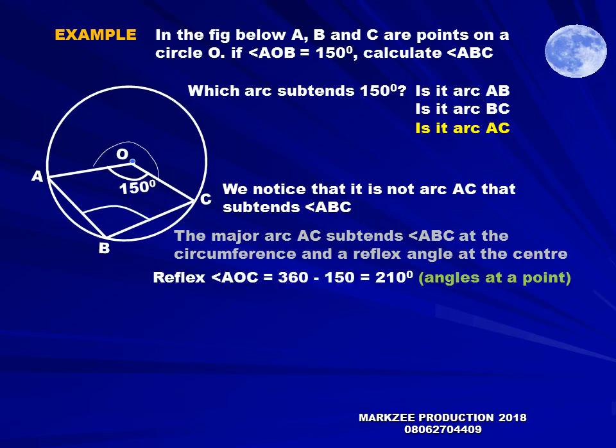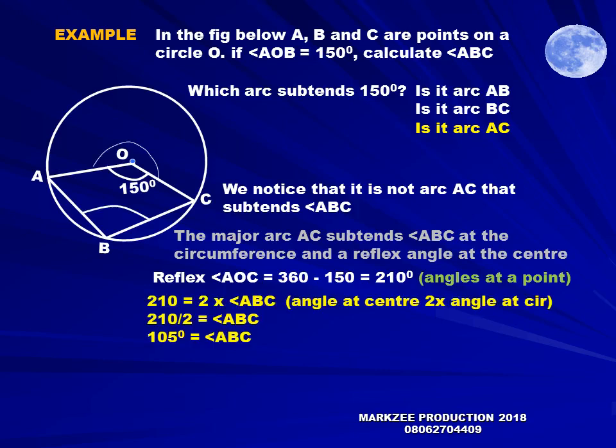Now we use angles at a point to find reflex AOC. I have called it reflex because there are 2 angles there. I cannot just say AOC. Remember, AOC is also 150. So if I say AOC, I'm talking about 150. But when I say reflex AOC, then I'm talking about the one flashing. So AOC reflex is equal to 360 minus 150, which is 210.